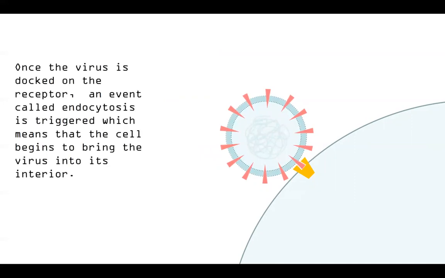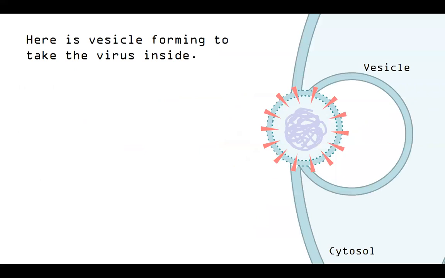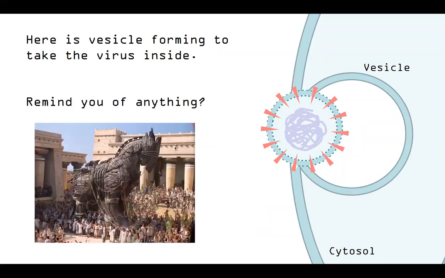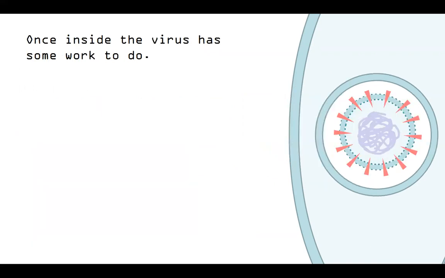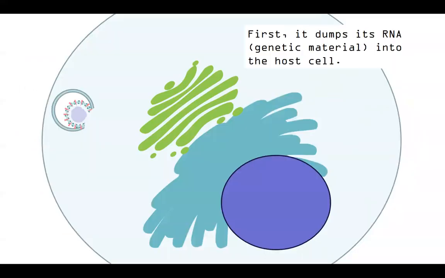Once the virus is docked on the receptor, an event called endocytosis is triggered, which means that the cell begins to bring the virus into the interior. Here is the vesicle forming to take the virus inside. This should maybe remind you of something. So we've got our vesicle, we've got our cytosol. Once inside, the virus has some work to do. Again, it's going to try to utilize host machinery to replicate.